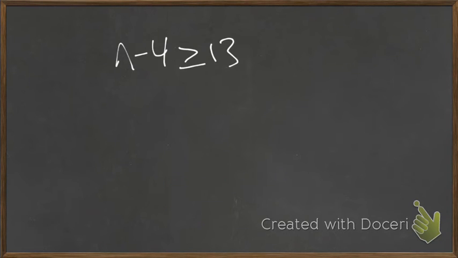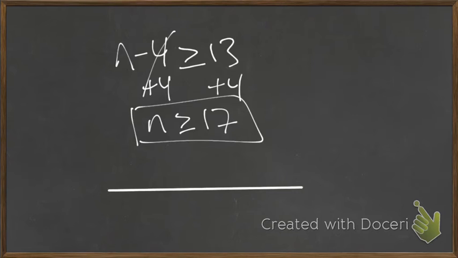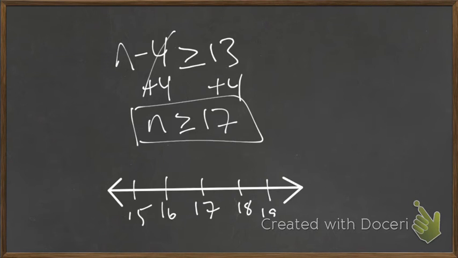All right, so how to get n alone, friends? Plus 4, yeah. So n is greater than or equal to 17. Let's practice graphing it. All right, greater than or equal to 17, open or closed? Closed. Right or left? Right. There it is.